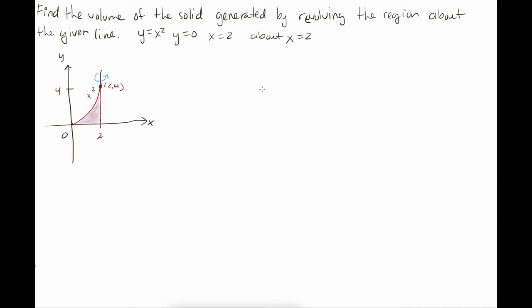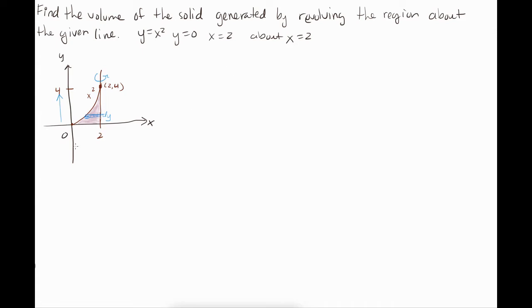Since we are revolving in a horizontal direction instead of a vertical direction, this is going to change how we integrate. In other words, what we're going to be integrating with respect to. Since I am rotating horizontally, my rectangles are now going to be horizontal. That means their thickness is now going to be a dy. So we need to rewrite this in terms of y, and we're going to be integrating vertically from 0 to 4.